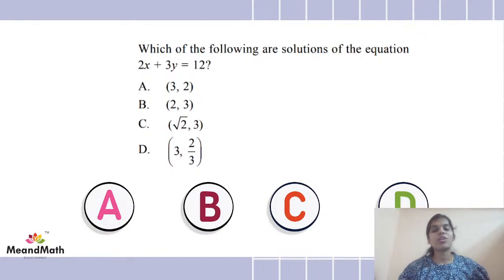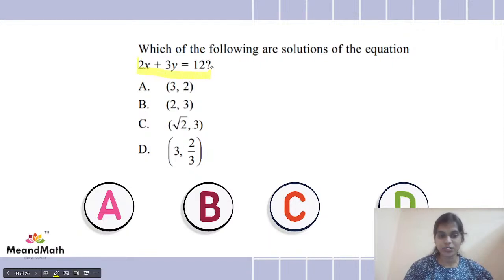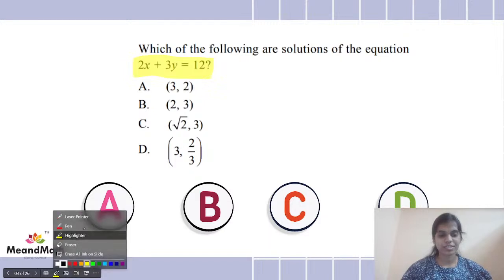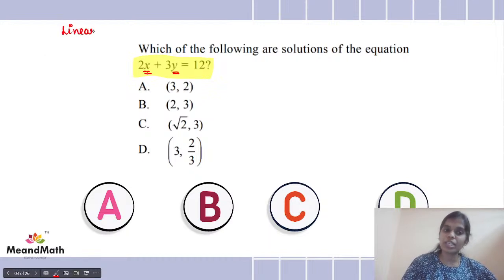Which of the following are the solutions of the equation? What does this equation state? This is a linear equation in two variables, right? There are two variables in it, and it is a linear equation of degree 1. A linear equation in two variables has infinitely many solutions.